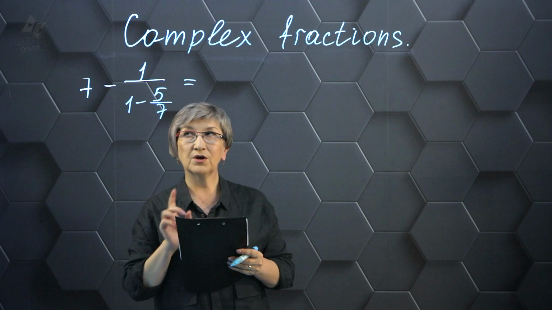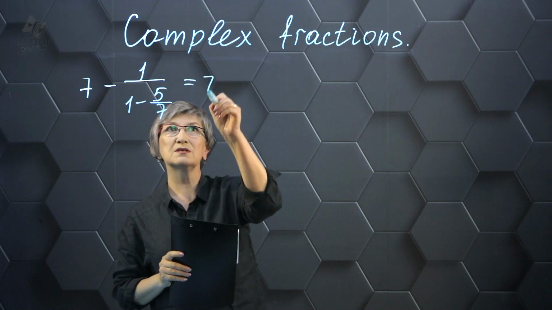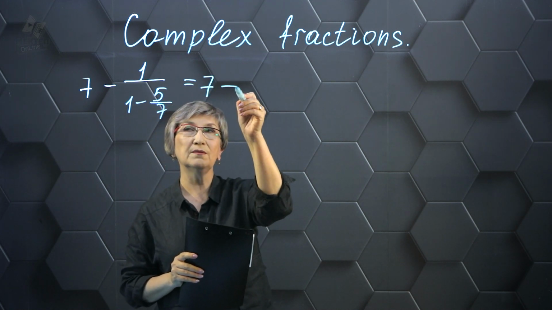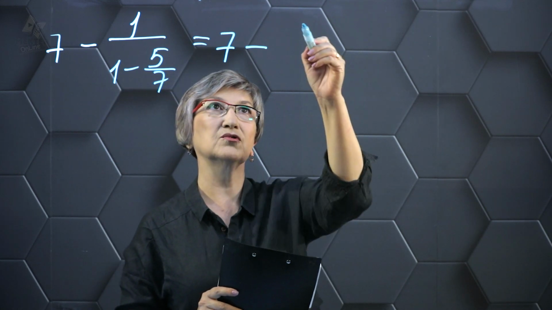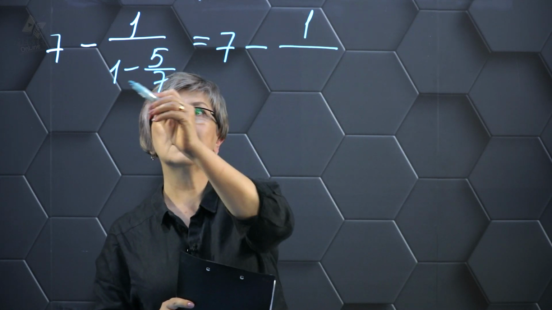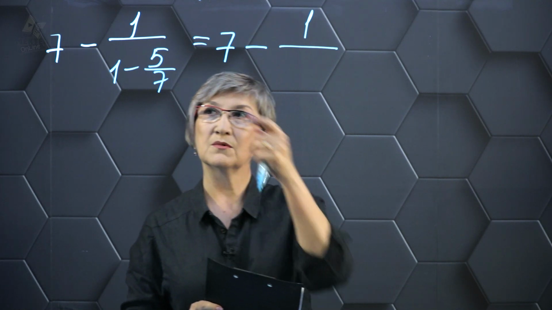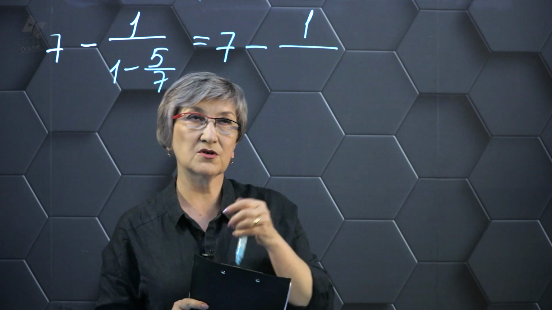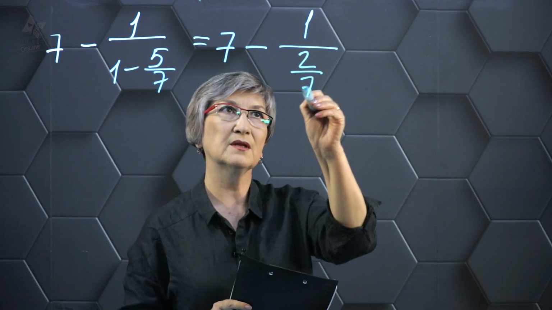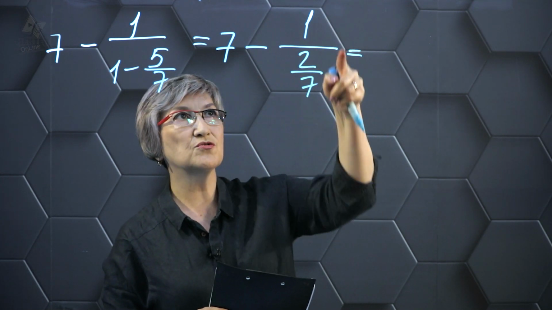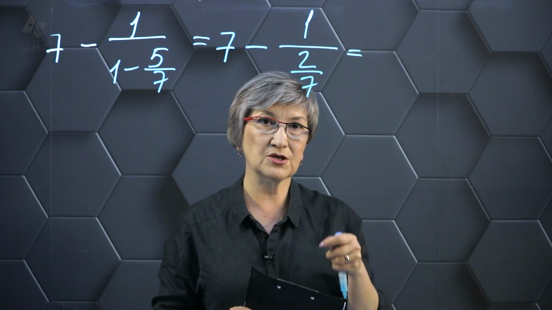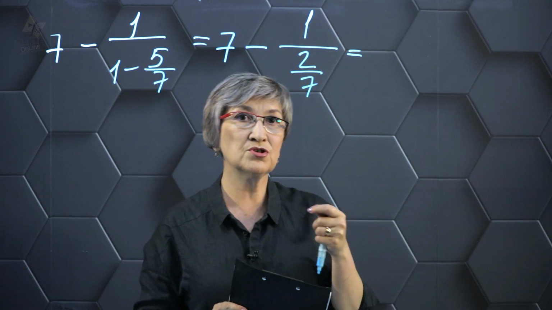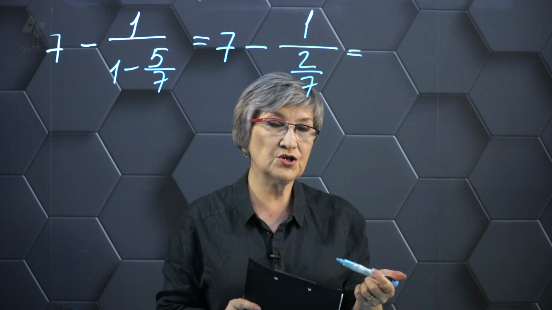We calculate by operations. I'll write down 7 and leave that number. I'll work on the denominator of the second summand: 1 minus 5/7. We know how to subtract. To subtract 5/7 from 1, the result is 2/7. But we see that the result is again a complex fractional number, and this complex fractional number needs to be written in a different form. It's very easy to do.